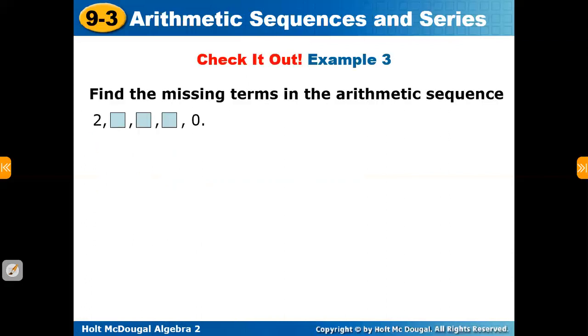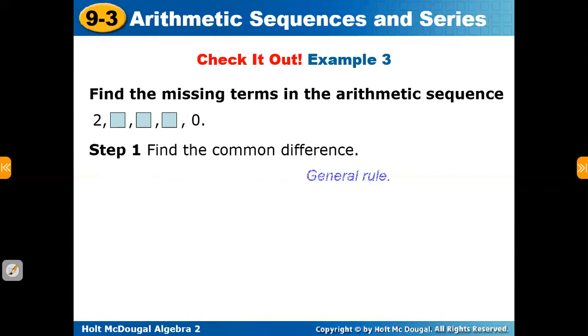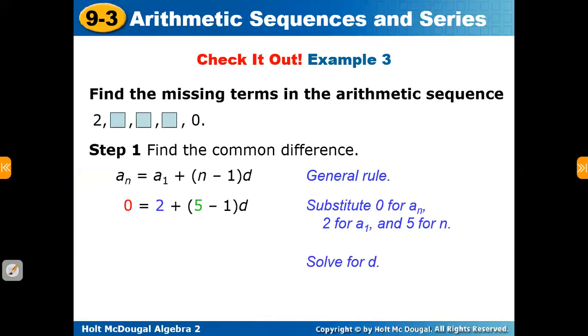Now in this question, I have a1 as 2 and a5 as 0. So just like the previous question, I will substitute 0 in place of a5 and write the general rule to find the common difference, which will give me a common difference of minus half, or minus 0.5.